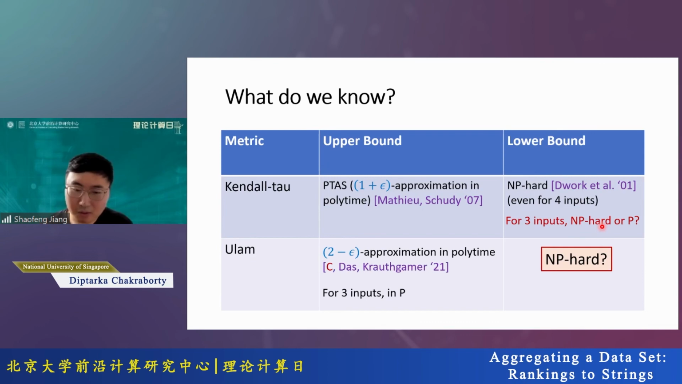So is this also NP for 4 or 5 or a constant number of inputs? Well, for Ulam distance, no, we don't know whether it is NP for 4, 5. But for 4, 5, we actually have a better approximation algorithm. Instead of 2 minus epsilon, we can have 3 by 2, I mean a 1.5 approximation. I see. For 4, 5 inputs.